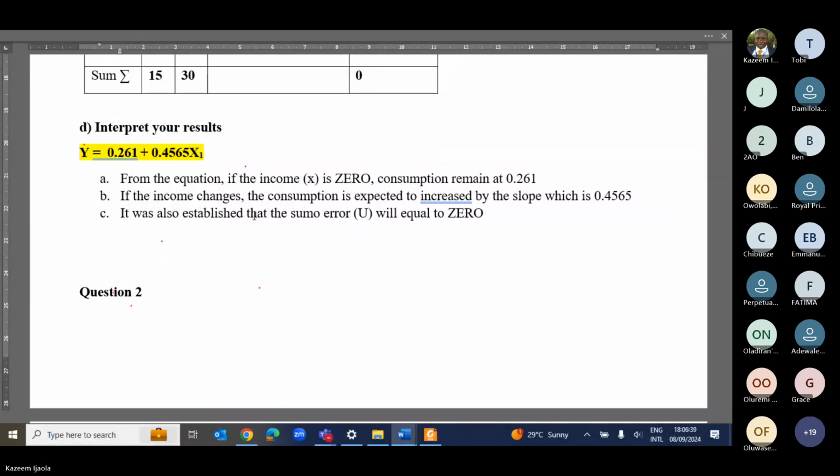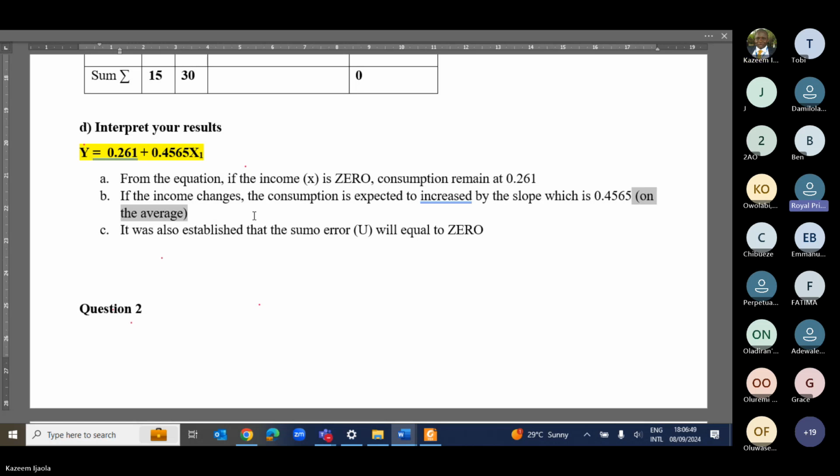Chibueze is right in the sense that what you read just now, you said if income increases by 1 naira. So I think it's either we say income increased by 1 naira or we say a unit increase. It has to be stated. So you guys are saying the same thing in a different language. We need to know, is it by a unit increase or by 2 units that the slope will be 0.4565?